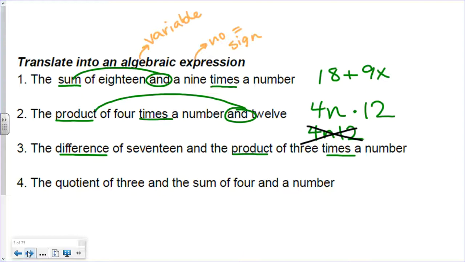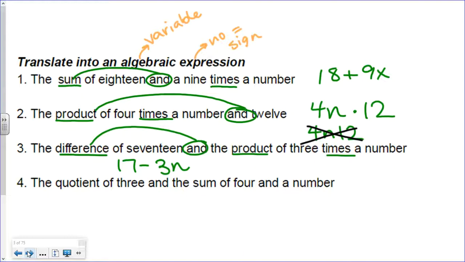What does difference mean to do? Would we start with a subtraction sign? We put it where the and is. All right, so what am I going to start with? And then? Yep. How do I show the product of 3 times a number? You got it. How's everybody doing, folks? Awesome. Up to Drew next.